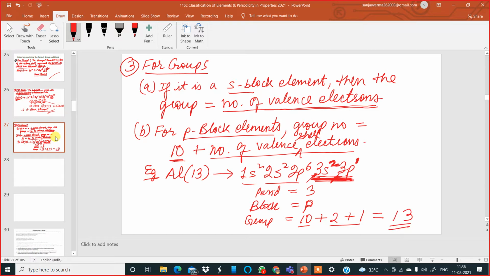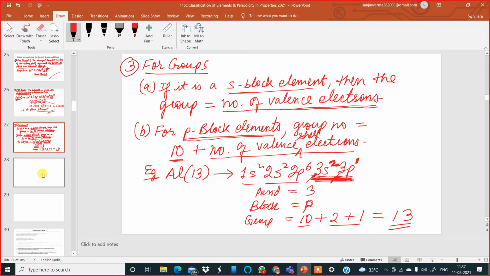Did you understand, Rohan? Yes, sir. Okay. Now is this clear? How to get the groups for S block elements and P block elements? Can we try once for a high atomic number? Yes, I will do that. First, let me finish the rules. Then I'll go to the atomic number.